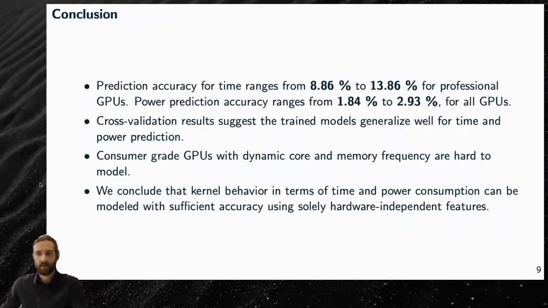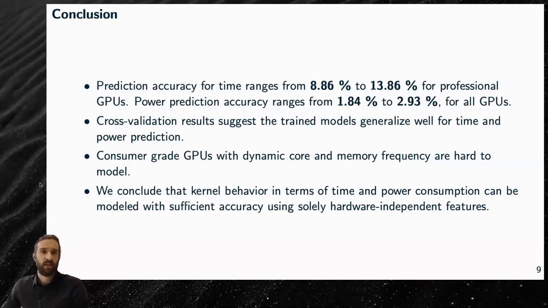So let's conclude this talk. We have a prediction accuracy that ranges from 8.8% to 13.8% for professional GPUs. The GTX 1615 is the exception here. It has an accuracy of 52%. We think this is due to the dynamic core and memory frequency, which varies much more compared to the other GPUs. For power accuracy, we have results from 1.8% to 2.9% for all GPUs, which is quite good.